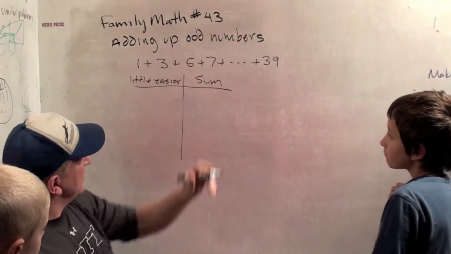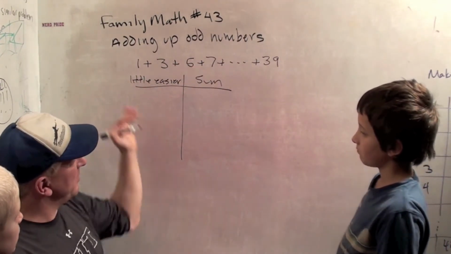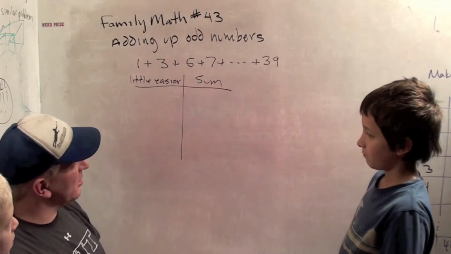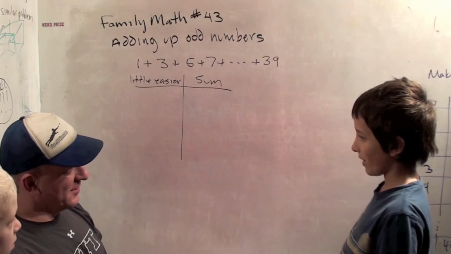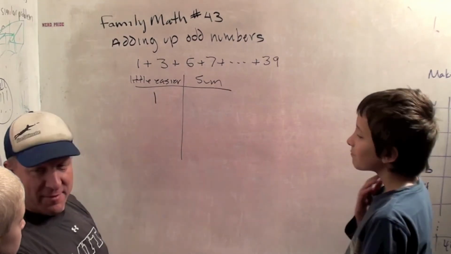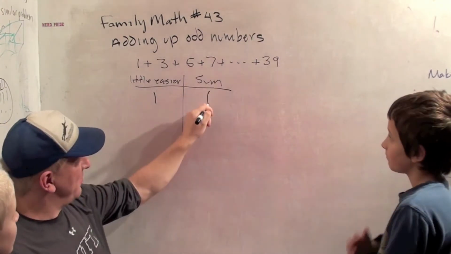Okay, what's the easy thing we could make out of this? If we want to make a simpler problem, instead of adding all the odd numbers up to 39, we could just add all the odd numbers up to 1. Now if I add all the odd numbers up to 1, what do I get? You get 1. Very good.